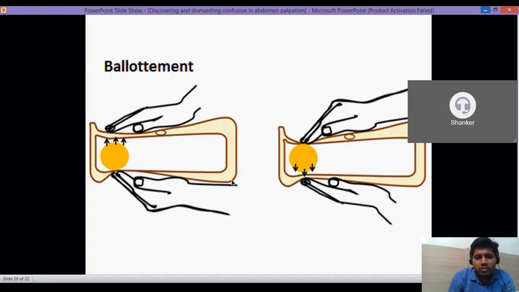An interesting example is, ballottement is done when there is excessive fluid. Apart from the technique, it is also done when the mass is too large or there is fluid. The example I came across on the internet to compare it is, if you are putting both hands inside an aquarium, and there's a plastic ball inside, you push from one end and feel the other end, then hit the ball again, back and forth with one hand after the other. That would be an example of how ballottement is performed.